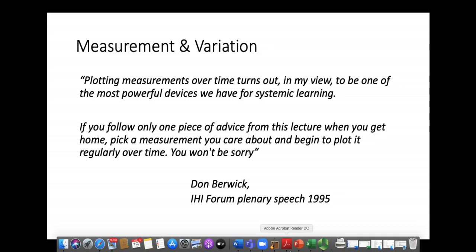This quote from Don Berwick shows the importance of measuring data over time. And as he suggests, if you follow only one piece of advice, when you get home, pick a measurement you care about and begin to plot it regularly over time. You won't be sorry.